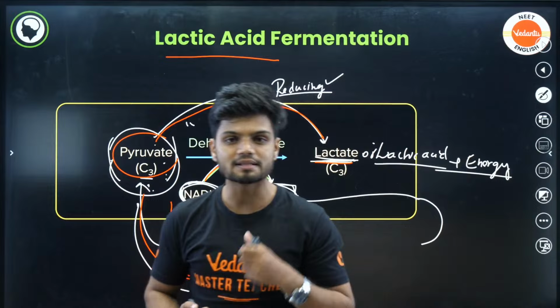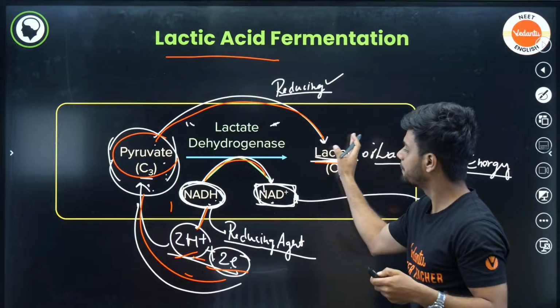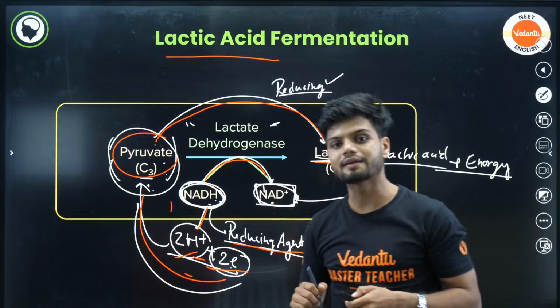Read your NCERT. It is getting consumed. It is getting reduced. Pyruvate is getting reduced to lactic acid. For the reduction to happen, the role of NADH is nothing but your reducing agent. The role of NADH is reducing agent. Now, what is the role of NAD?